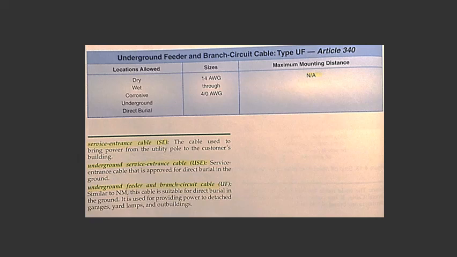Underground feeder and branch circuit cable. The underground feeder and branch circuit cable, or UF, is a non-metallic sheathed cable that is run underground between the service equipment and the final branch circuit overcurrent device. A typical installation would be a branch from the main service panel to a detached garage. Although the materials in UF are designed for underground use, the cutting and stripping procedure is exactly the same as standard NM cable.